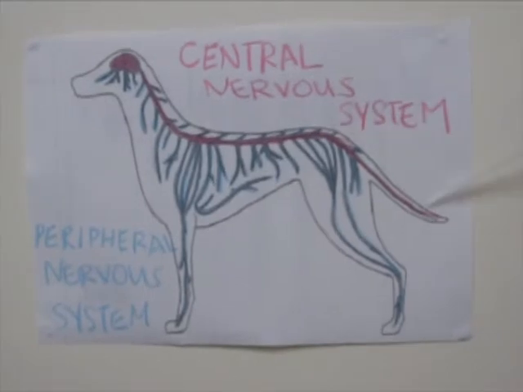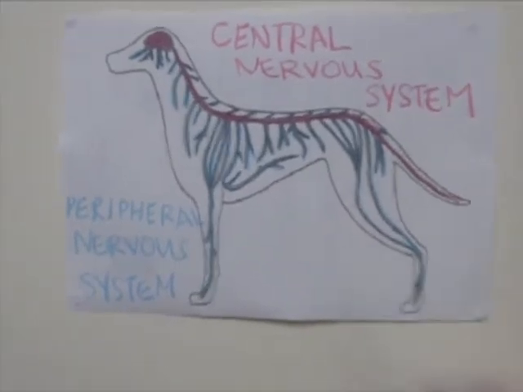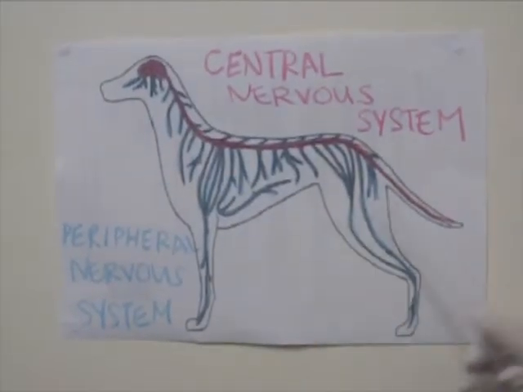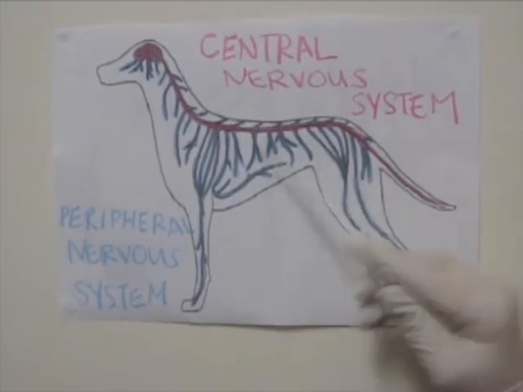The central nervous system consists of the brain and the spinal cord. The peripheral nervous system consists of nerves extending from the central nervous system, and these branch repeatedly throughout the body.